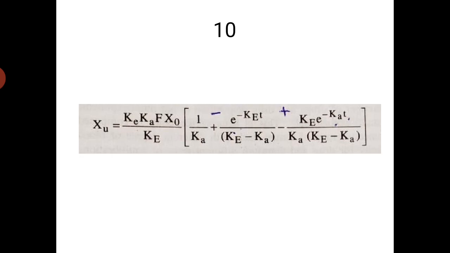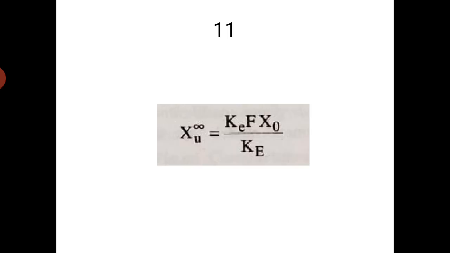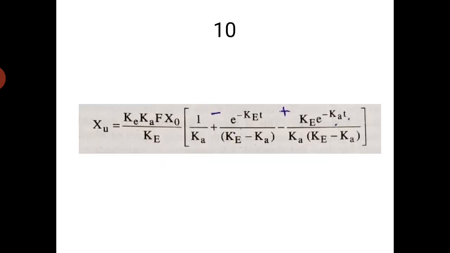Now, as per our general concept, you have to calculate for infinite time. At infinite time, the terms e raised to minus Kt and e raised to minus Ka t become 0. Finally you will get Xu infinity equal to Ke F X0 divided by K, because here you have Ke Ka F X0 divided by K into 1 by Ka. The remaining two terms, e raised to minus Kt and e raised to minus Ka t, become 0.